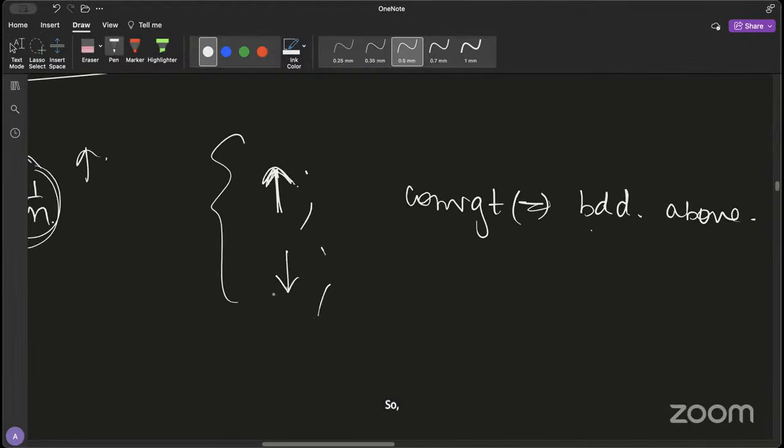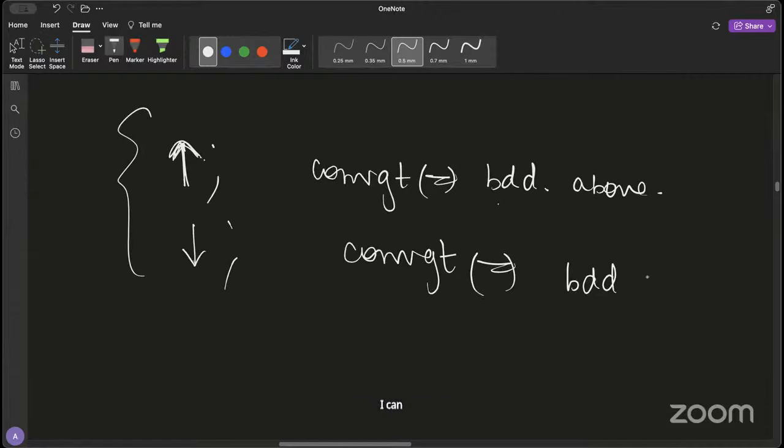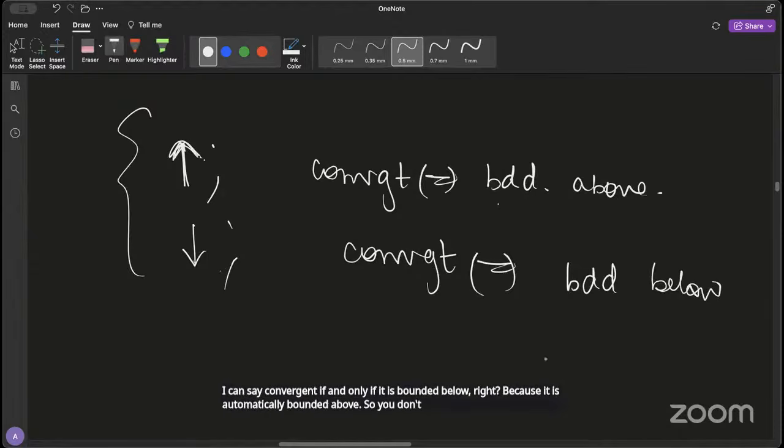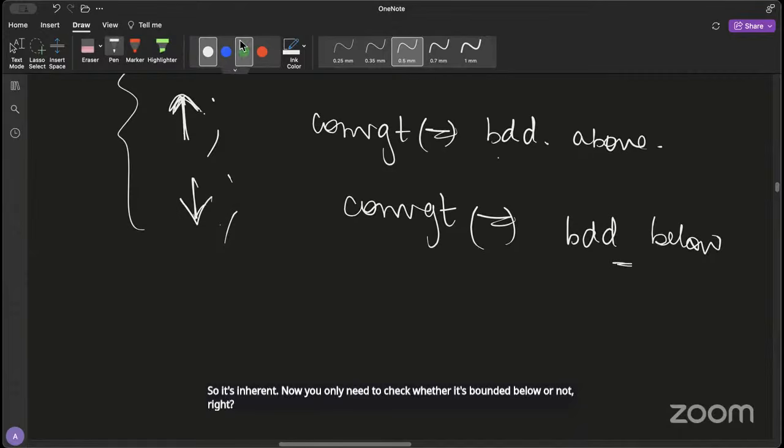So if you have a decreasing sequence, instead of saying that it is convergent if and only if it is bounded, I can say convergent if and only if it is bounded below, right? Because it is automatically bounded above. So you don't have to check whether it's bounded above or not. That's obvious because it's a decreasing sequence. So it's inherent. Now you only need to check whether it's bounded below or not, right? Is this okay?